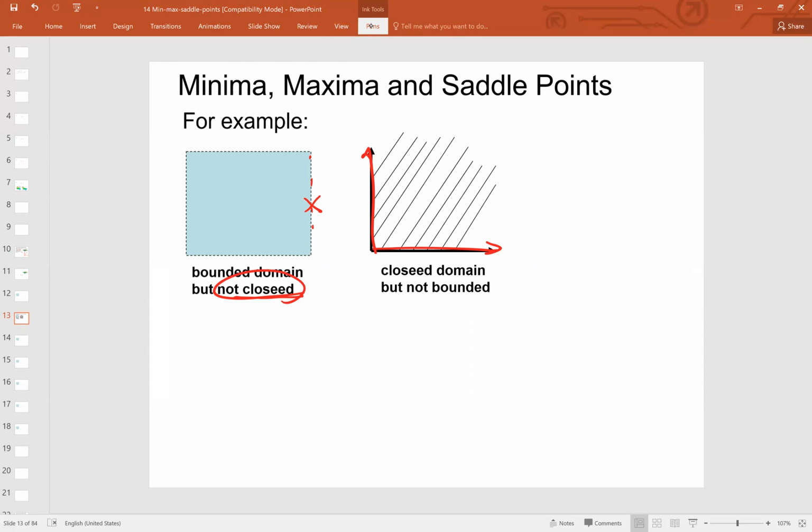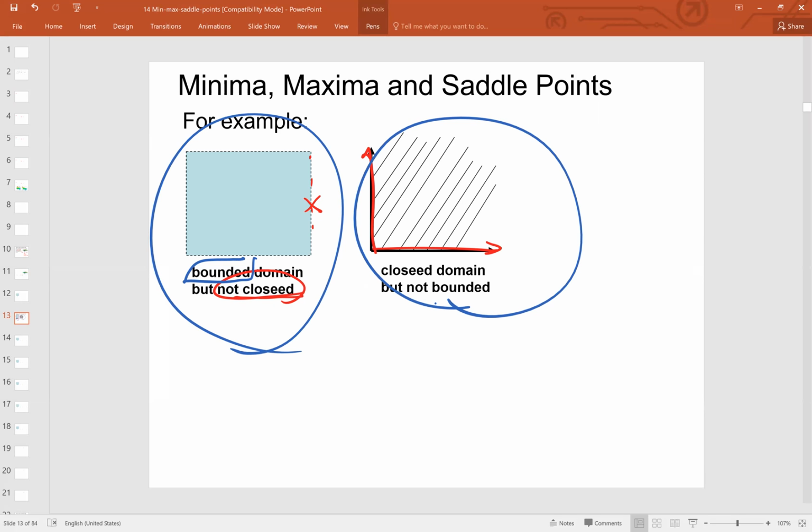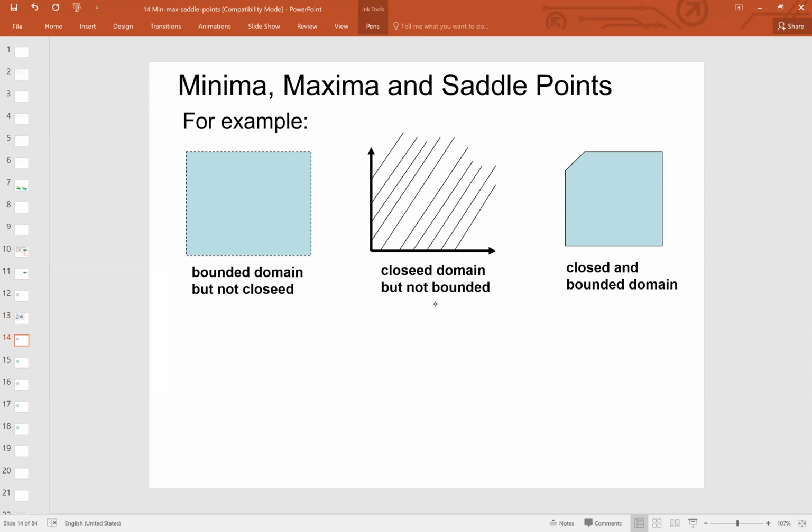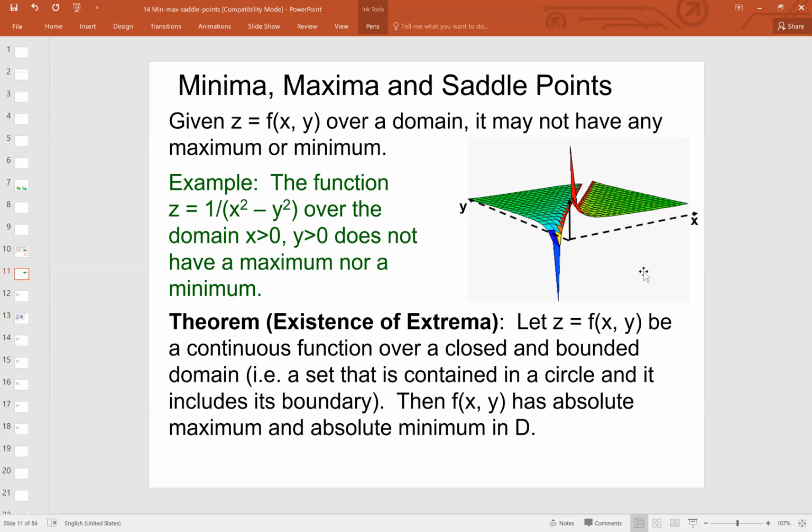And what do we mean by bounded? By bounded, we mean it sits inside a circle. This one sits inside a circle. We require our domain to be both closed and bounded, like this. If I have a continuous function z defined over a closed and bounded domain, the existence theorem says that the minimum and maximum exist, the absolute minimum and maximum. So this is the existence theorem.